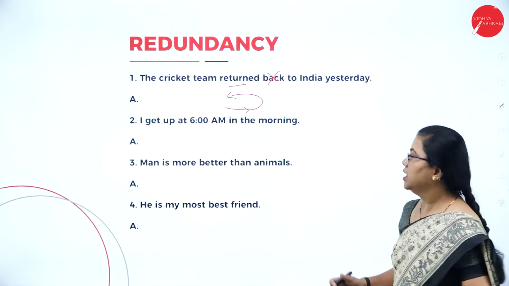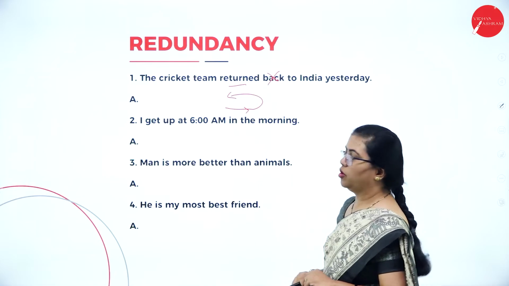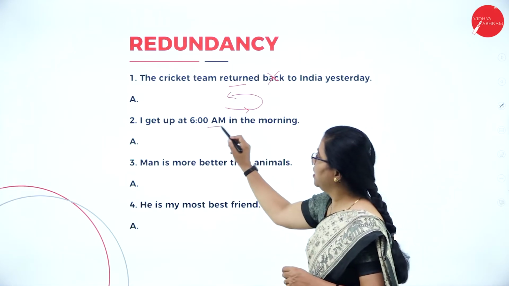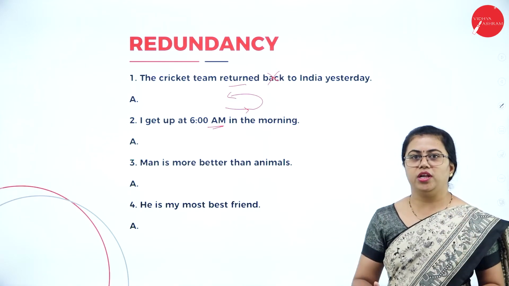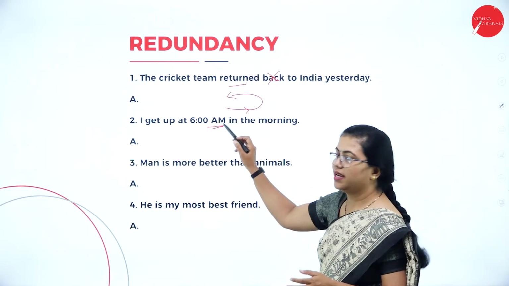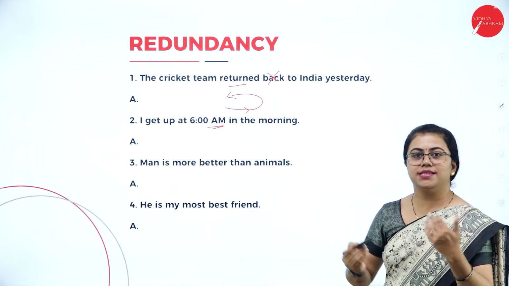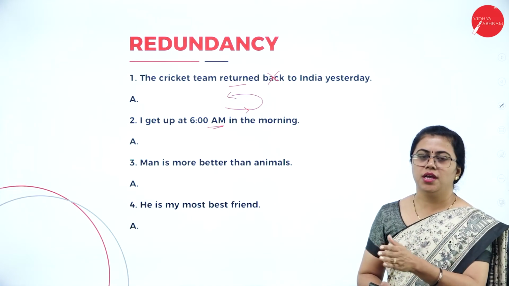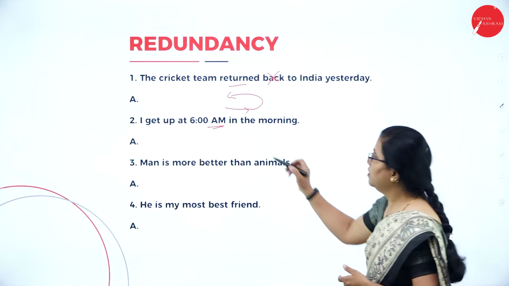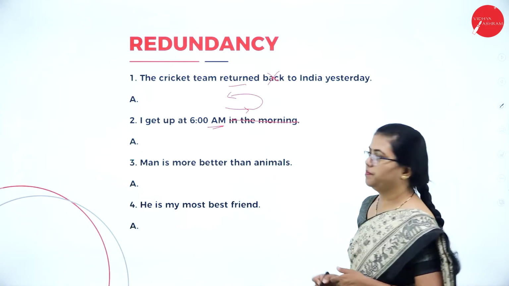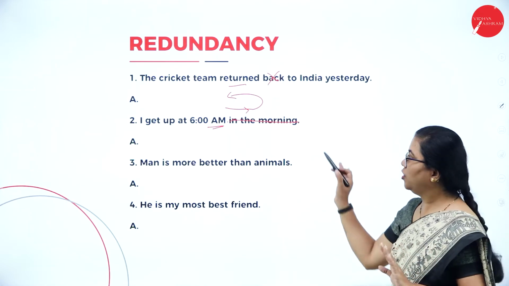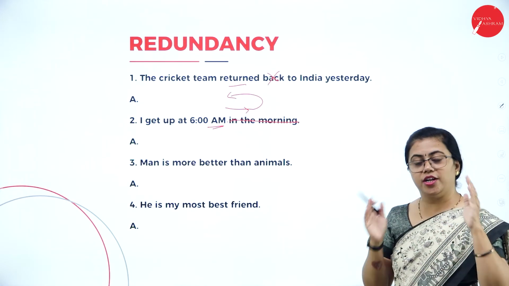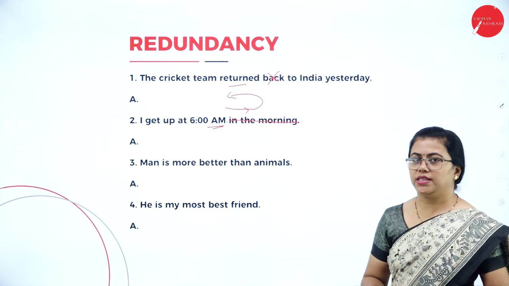Okay, so then, I get up at 6 a.m. in the morning. 6 a.m., what does it mean? Does night have 6 a.m.? Not at all. 6 a.m. is morning only, right? a.m. stands for antemeridian, that is in the morning. p.m. is for afternoon, that is the evening. So "in the morning" is not required. I get up at 6 a.m. is enough. No need to use it again to specify that you get up early in the morning.